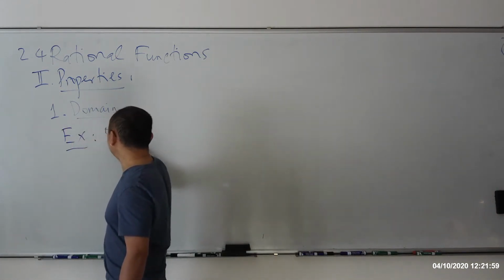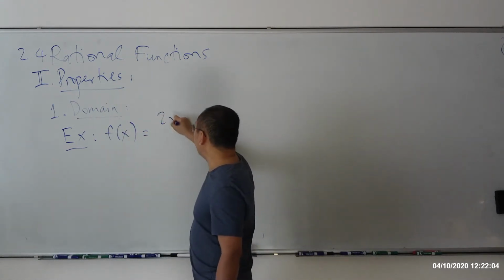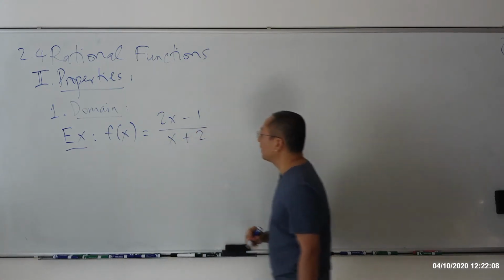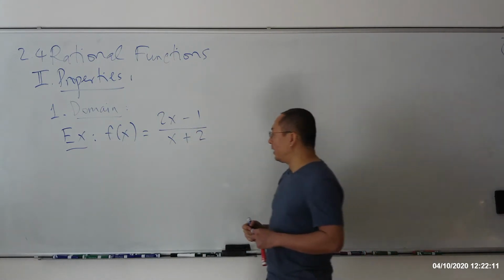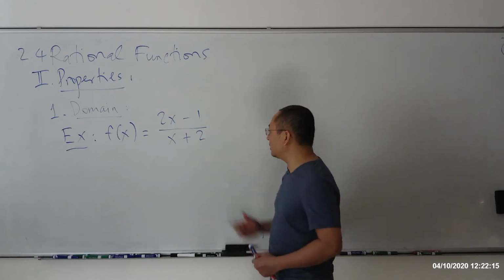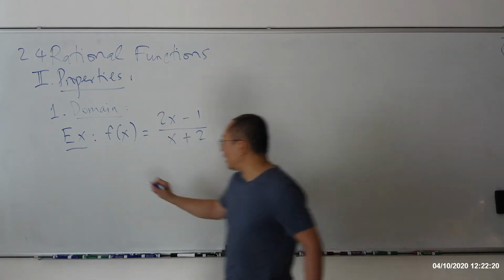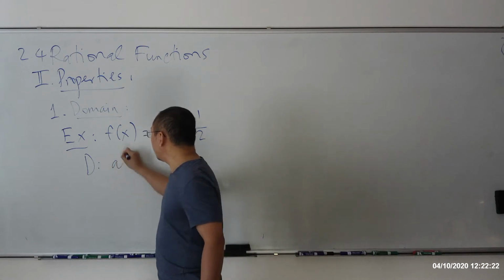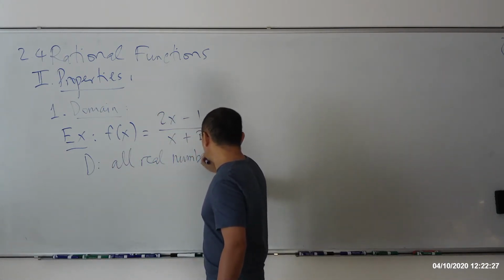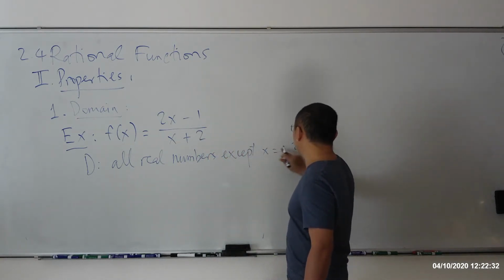Example. Take a look at this fraction. f of x equal to 2x minus 1 over x plus 2. Recall what it means by domain. Domain is the set of all valid input x, so that when you plug x in, you can have an output. So looking at this function right here, I claim the domain of this function is all real numbers except x equal to -2.